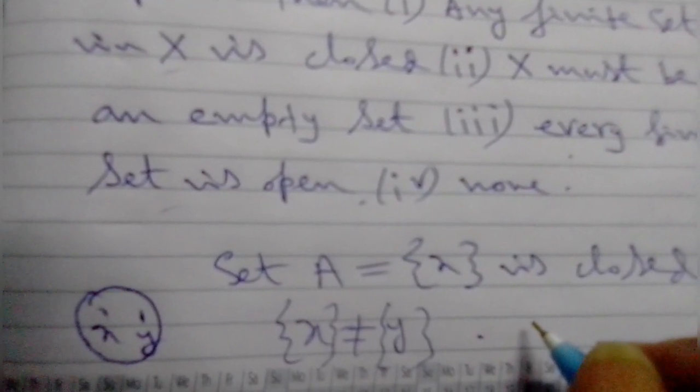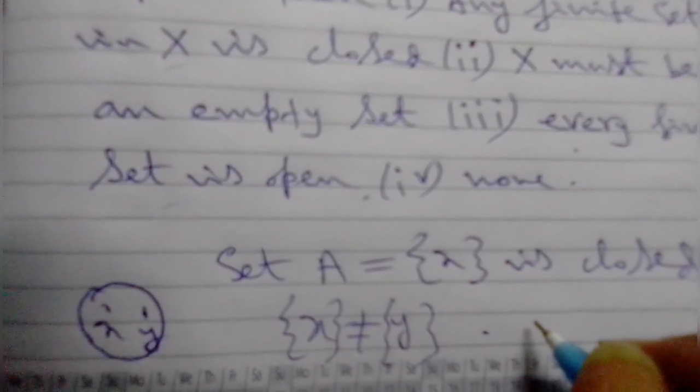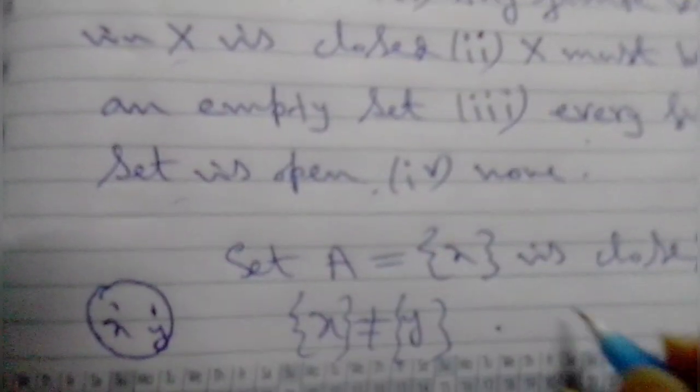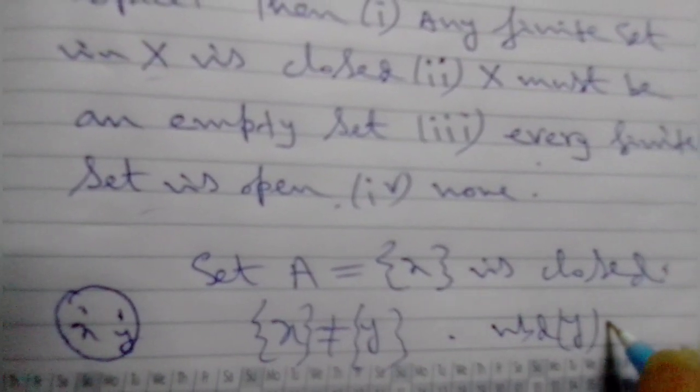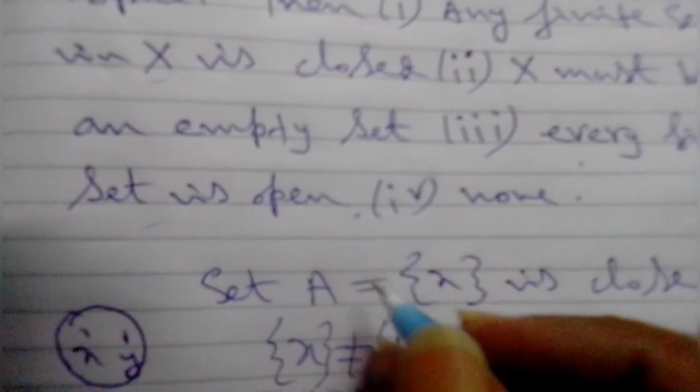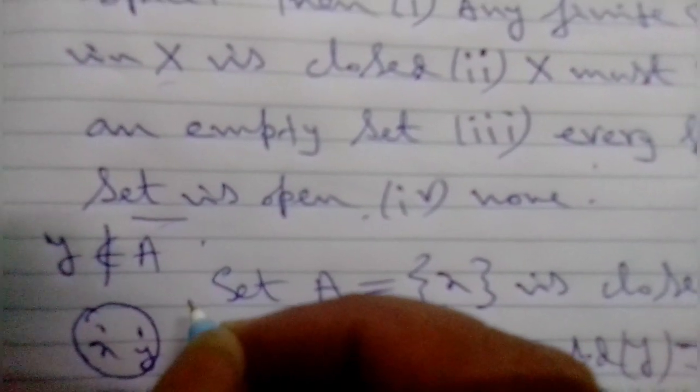Then by the Hausdorff property there is a neighborhood of y which does not contain x, and which doesn't intersect A. So y is not a closure point of A. Since no neighborhood of y meets A, the point y does not belong to the closure of A.